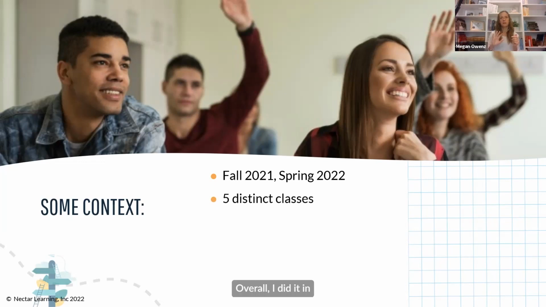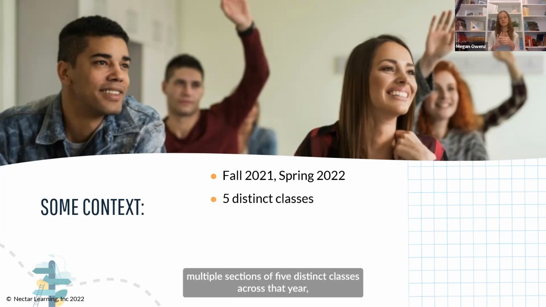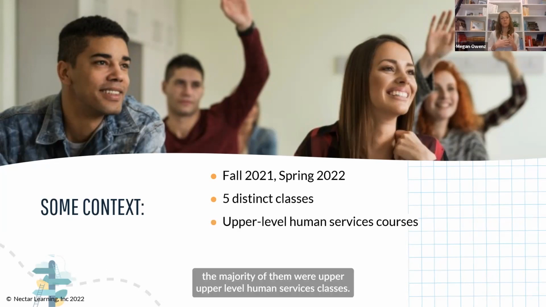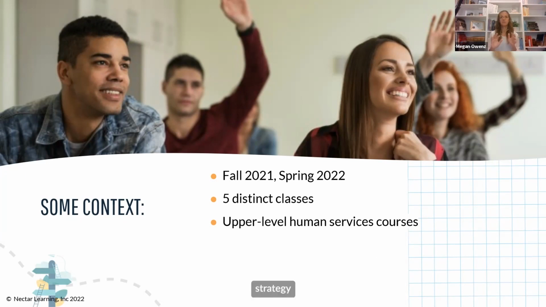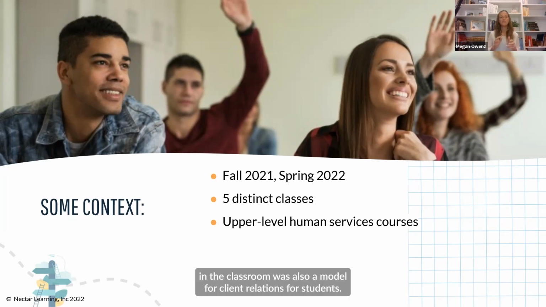Overall, I did it in multiple sections of 5 distinct classes across that year, and I'm continuing to do it this year as well. There are quite a few different types of classes in there, though the majority of them were upper level human services classes. The human services major trains students to work with people with disabilities defined broadly, inclusive of mental health, neurodevelopmental, and physical disabilities. So there are some really good connections in terms of how this strategy in the classroom was also a model for client relations for students. We'll talk about that in a little bit.